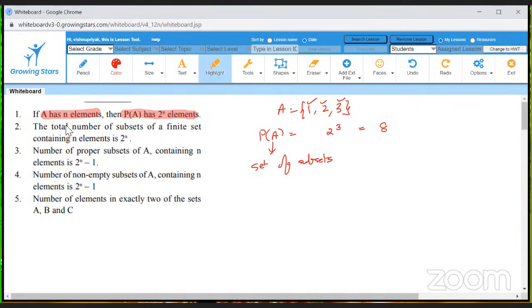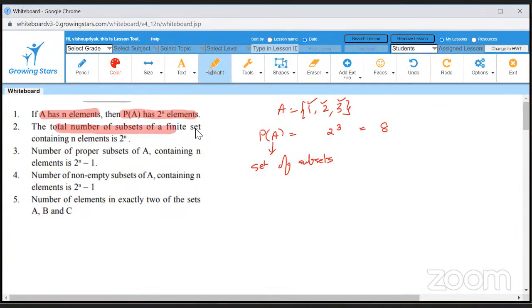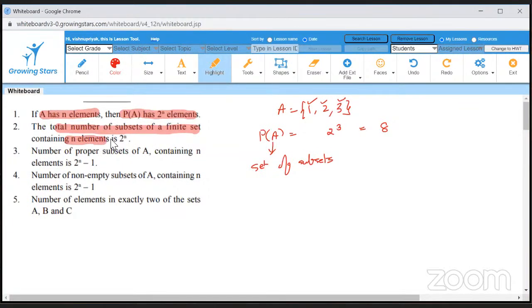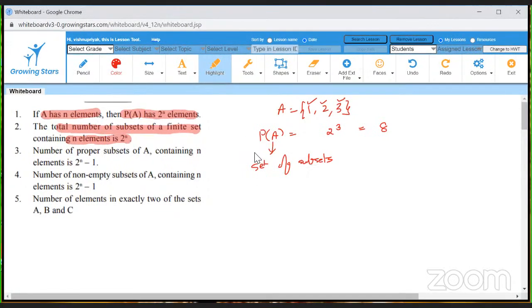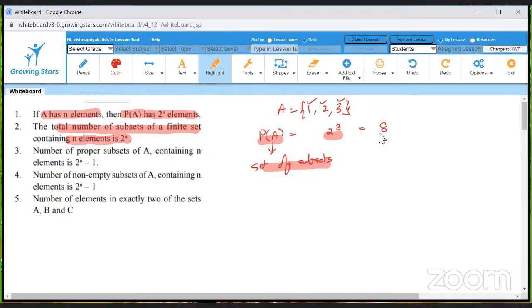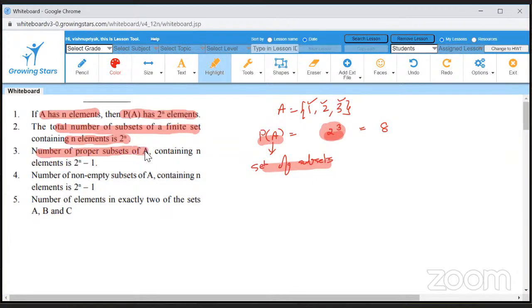The next one, the total number of subsets of a finite set containing n elements is 2 power n. The same thing. The power set has 2 power n elements, or the number of subsets is 2 power n. Both are one and the same formula. But if you want the number of proper subsets, if it contains n elements, it is 2 power n minus 1.